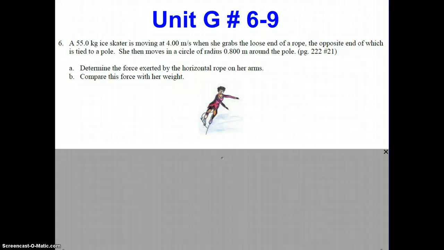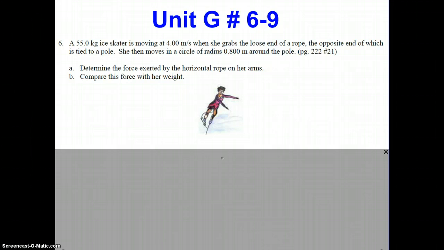Problem 6: a 55-kilogram ice skater is moving at 4 meters per second when she grabs the loose end of a rope, the opposite end of which is tied to a pole. She then moves in a circle of radius 0.8 meters around the pole. Determine the force exerted by the horizontal rope on her arms and compare this force with her weight.